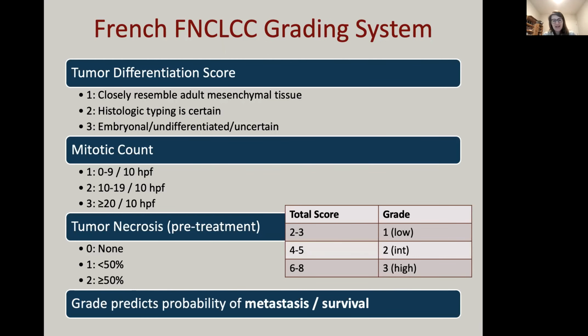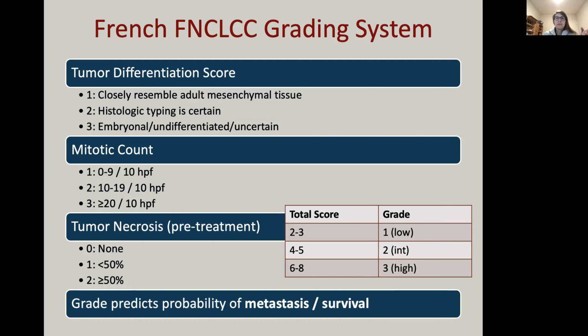Grade predicts metastasis and generally long-term survival, right? So the grading system we use, and most institutions use, is the French FNCLCC system. If you want a handy cheat sheet, take this slide and modify it. Of course, you'll have access. I'll give you the PDFs or whatever.